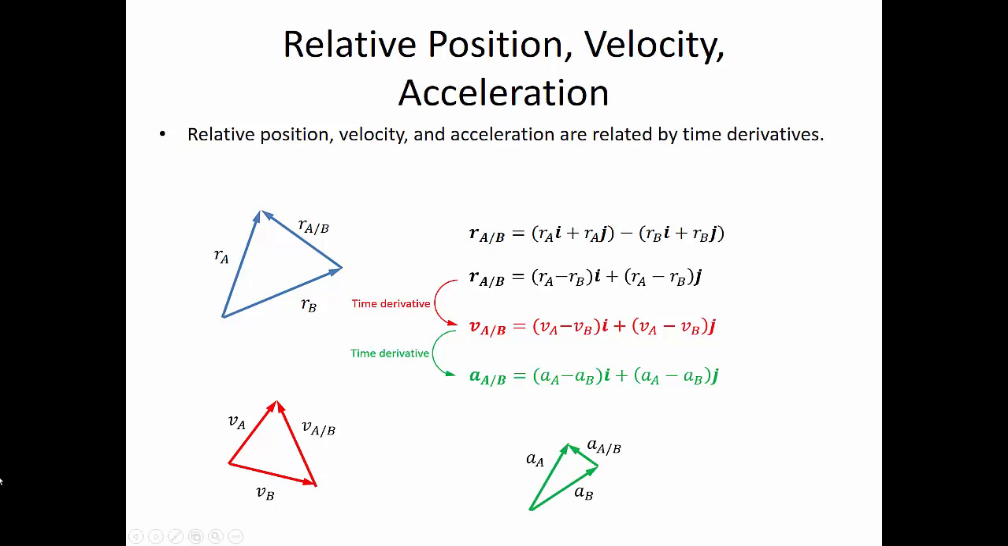To represent these graphically, we simply draw each vector from its tail at the same starting point. And then depending on what we're looking for, if we want, for example, A from the perspective of B, we start at B and draw it towards A so that we get the correct direction.